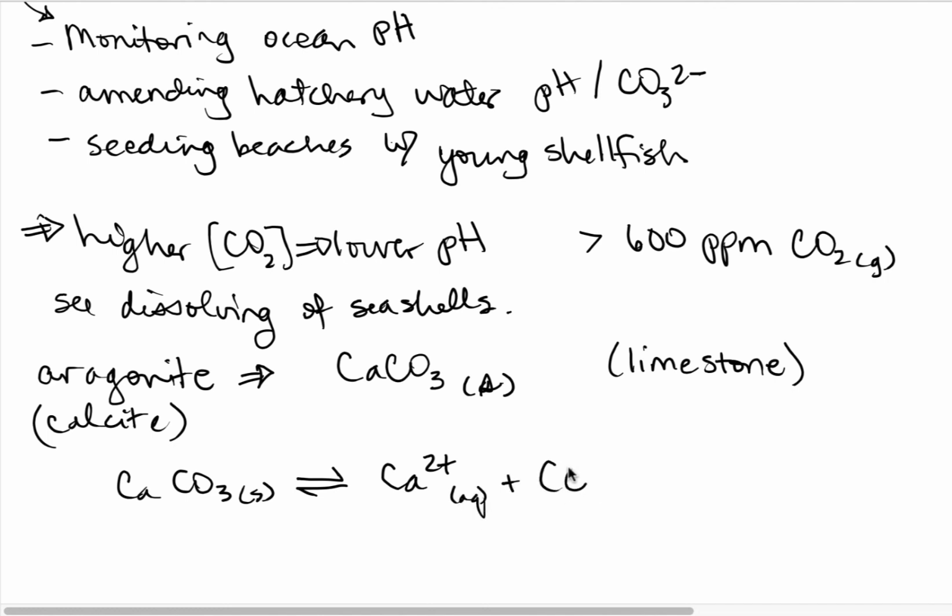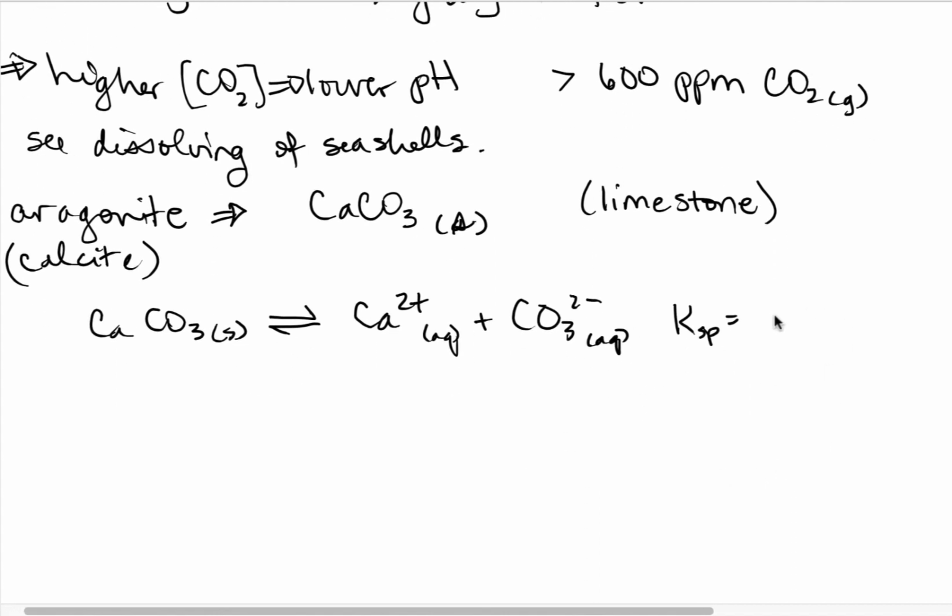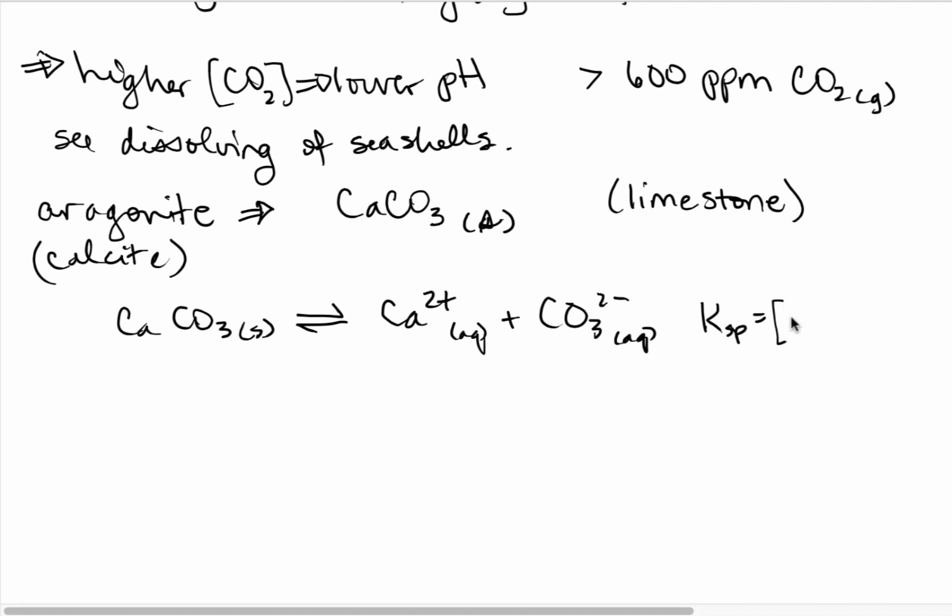then we would be able to describe this system in terms of a KSP value, right? And we could look it up in our table and find out what this KSP value is. And in general, though, we can just see that this would be described in terms of the calcium concentration and the carbonate concentration. That would be our equilibrium constant value.